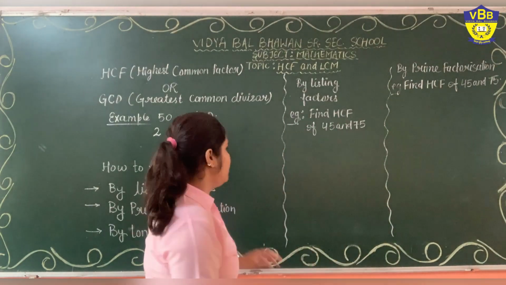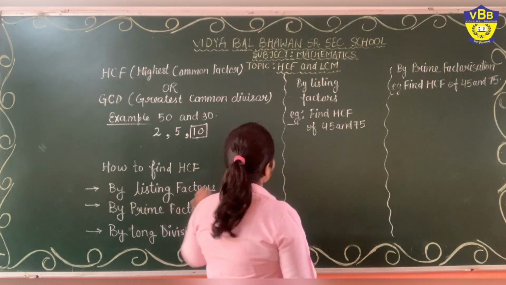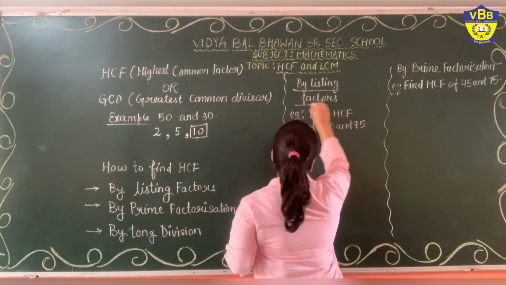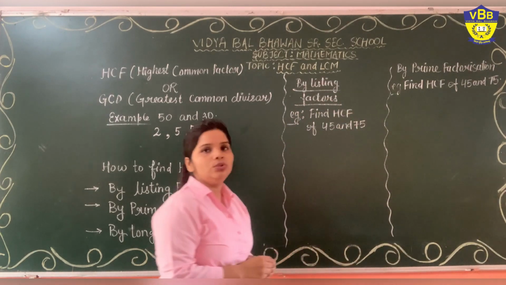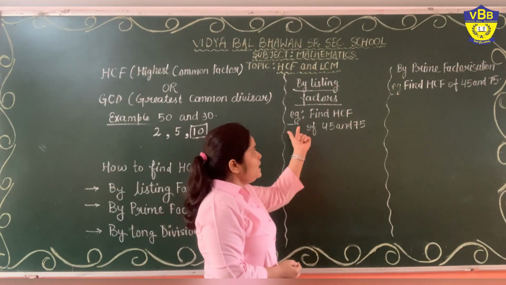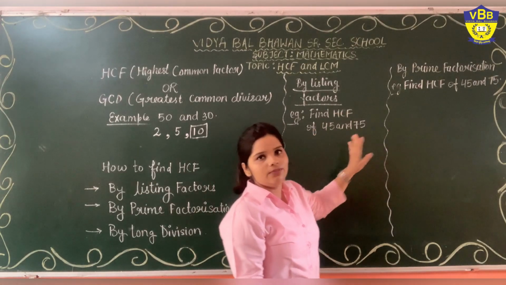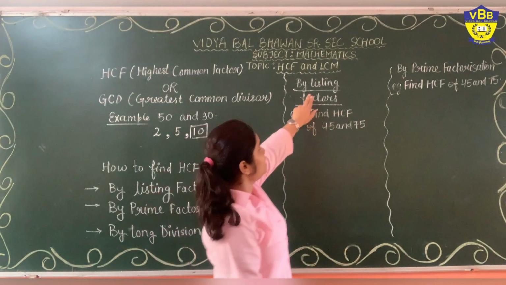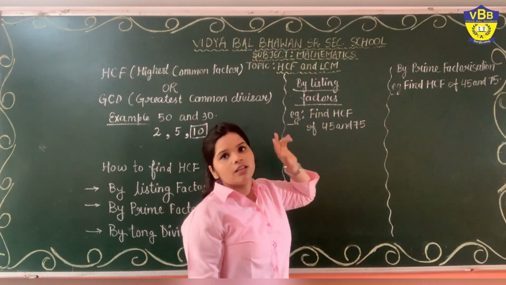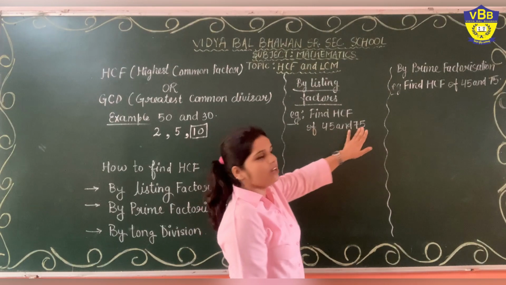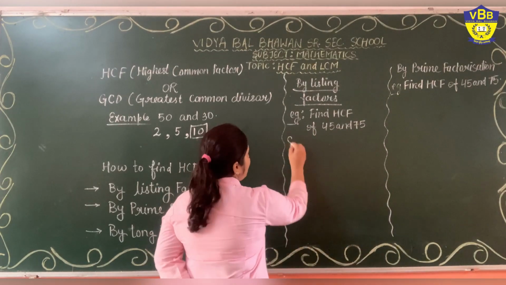First one we have is by listing factors. By listing factors, first method. How to do this? The example is here. Find HCF of 45 and 75. So it is written listing factors. List all the factors of 45 and 75. So how do we solve it?